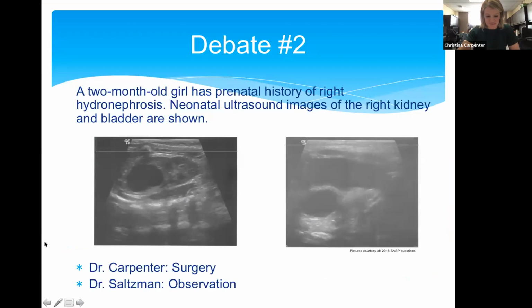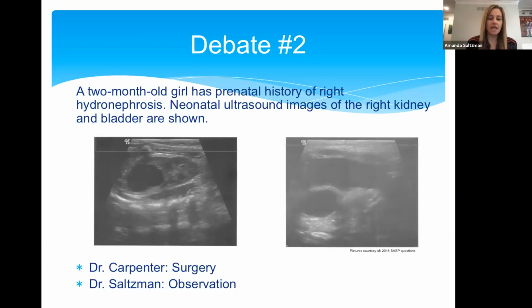Yes, good morning, everyone. So for our second case, this is to discuss a 2-month-old girl who had a prenatal history of right hydronephrosis. The neonatal ultrasound images of the right kidney are shown on the left, and the bladder images are shown on the right. Dr. Saltzman, would you be able to take us through how you interpret the images and what your leading diagnosis is?